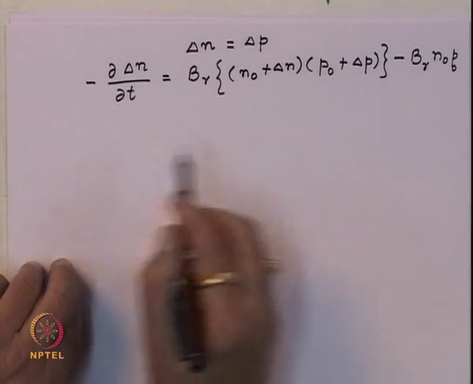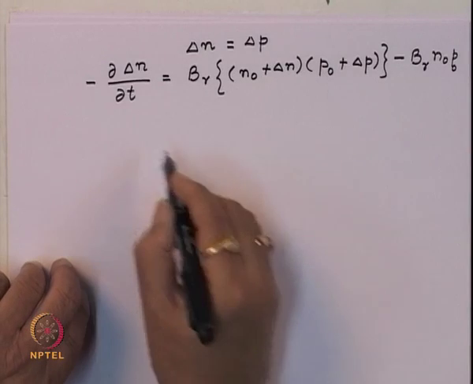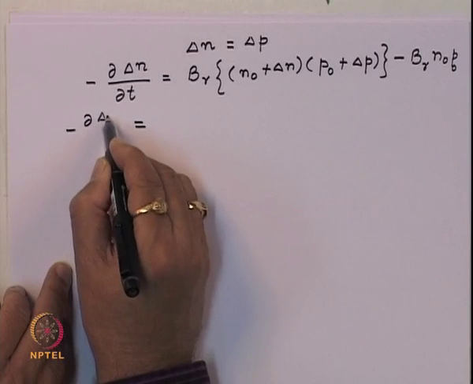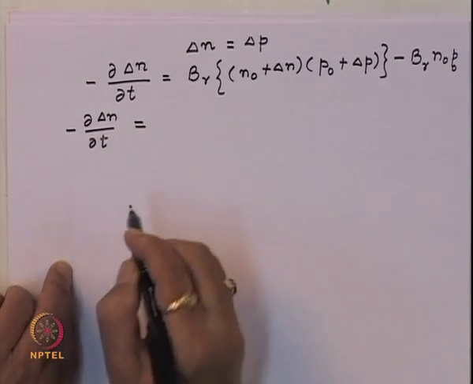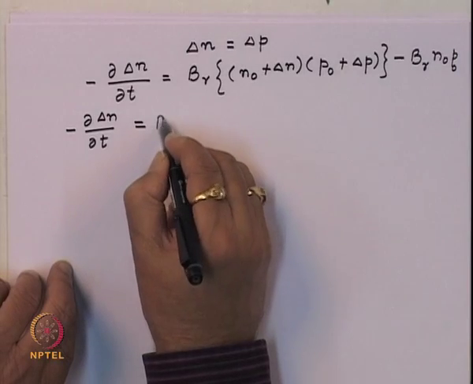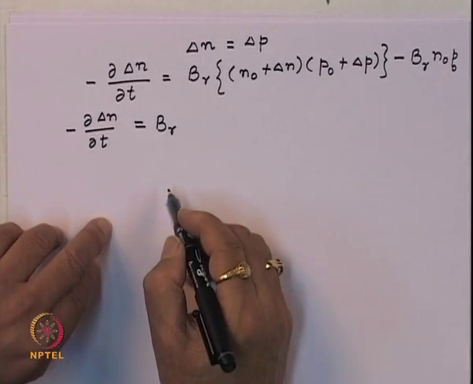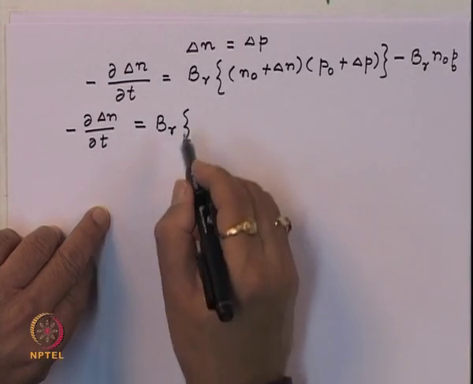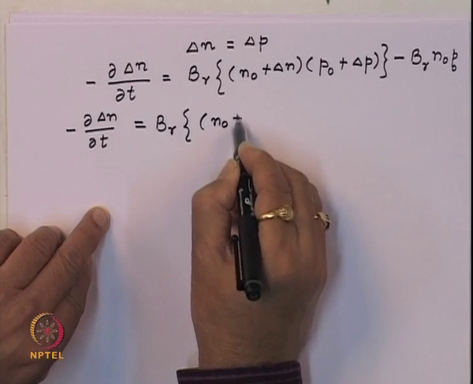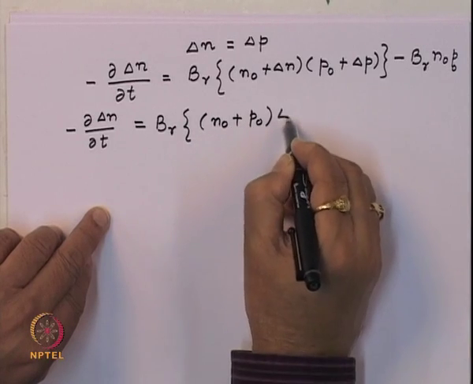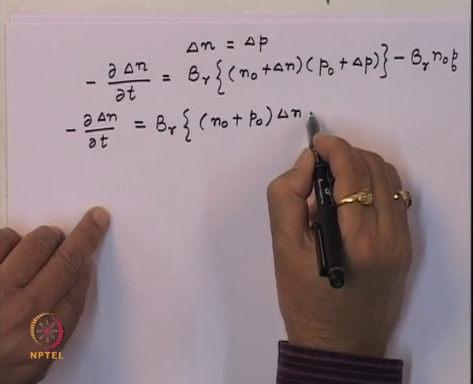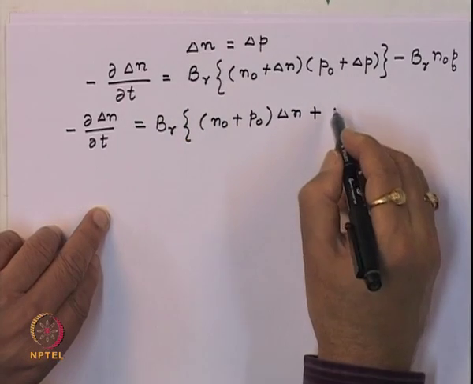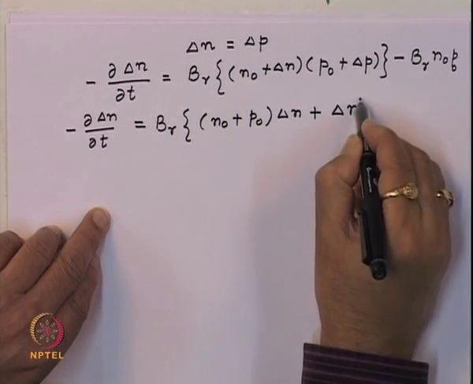Now, we can do a little algebra here, which gives minus d delta n by dt. That will be equal to the recombination constant Br times this n0 p0; this term will cancel with this. So, you get here n0 plus p0 times delta n plus delta n into delta p, and assuming delta n is equal to delta p, this is delta n square.